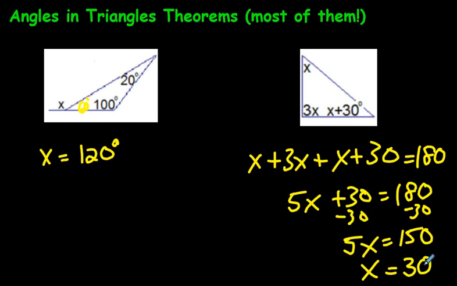X should be 30. So we know that this angle here is 30 degrees. This angle here is 3 times 30, which is 90. And this angle should be 60 degrees, and it is. 30 plus 30 is 60 degrees. There we go. It's a mess, I know, but I just wanted to quickly show you all this stuff.